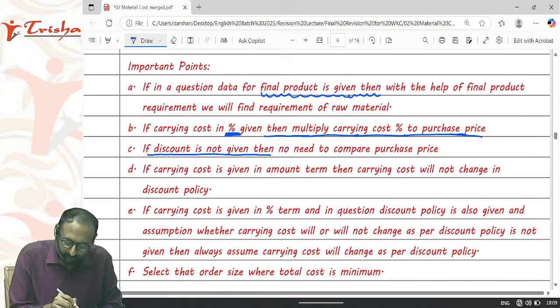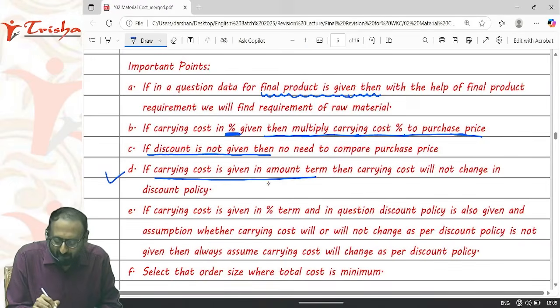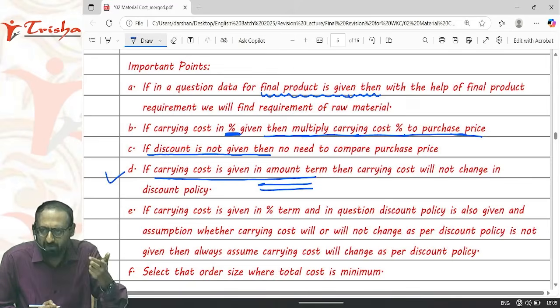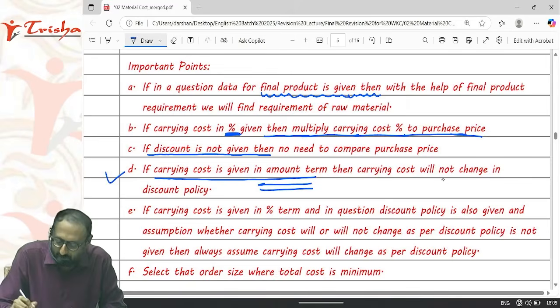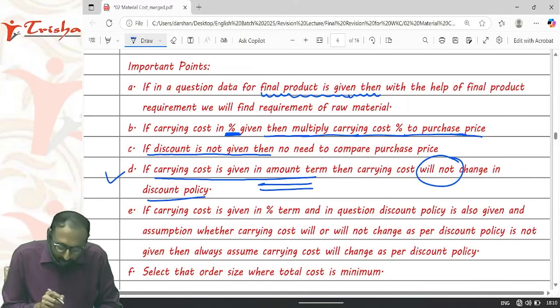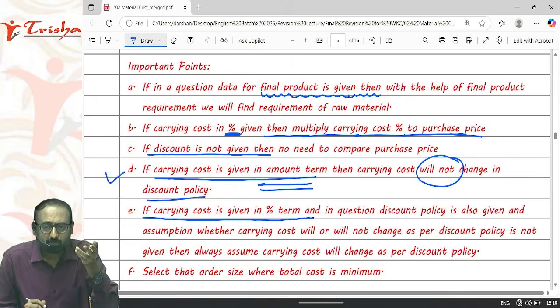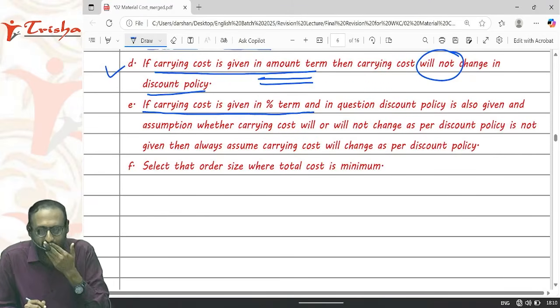Okay, sir. If carrying cost is given in amount term, directly carrying cost is given as 20 rupees, 12 rupees in amount term, will it change or will it not change as per the discount policy? It will not change as per the discount policy, correct? If carrying cost is given in percentage term, then will it change or not? It will change as per the discount policy. If assumption is not given, it will change as per the discount policy.